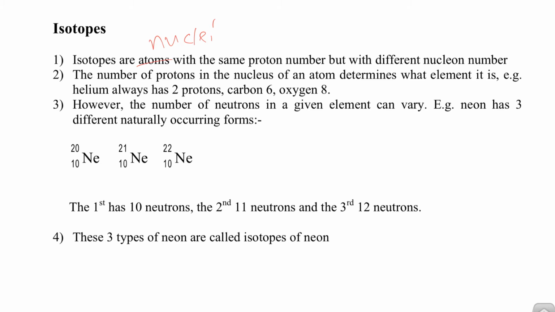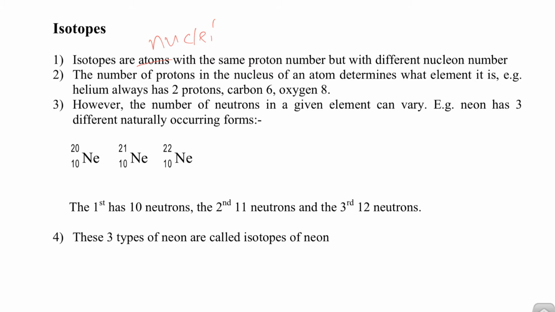So we will say the isotopes are nuclei with the same proton number but with different nucleon number, which means to say they will have the same number of protons but different number of neutrons. Like for example, your neon here, all of them will have 10 protons, but since they are all different isotopes, they have different number of neutrons.